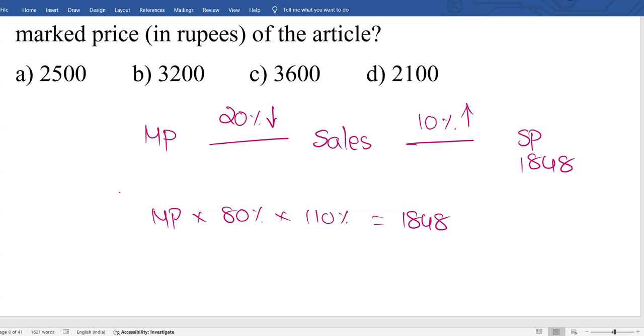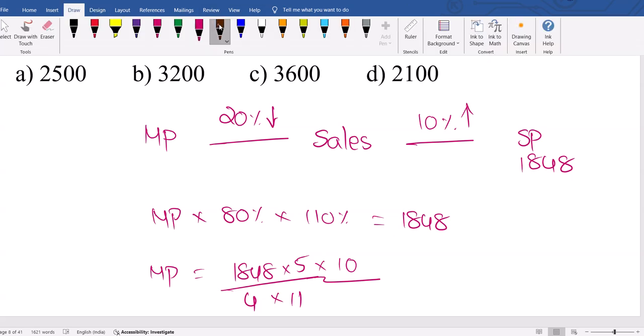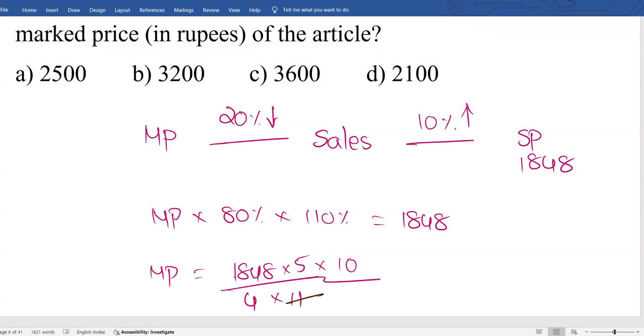Now marked price is nothing but 1,840 divided by 80% into 110%. 80% means 80 by 100, 4 by 5. 4 here, numerator will get 5. 110% means 110 divided by 100, 11 by 10. 11 in denominator, numerator 10 will go. Now you divide numerator with 11: 11 1 times, then 74, 6 times 66, 84, 8 times, then again 42 times.